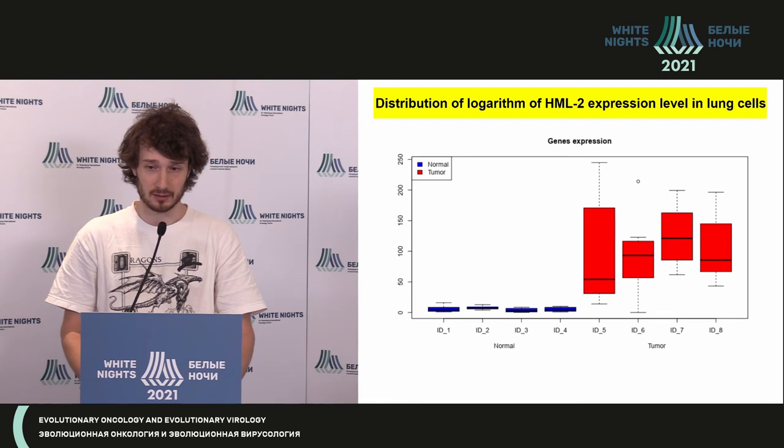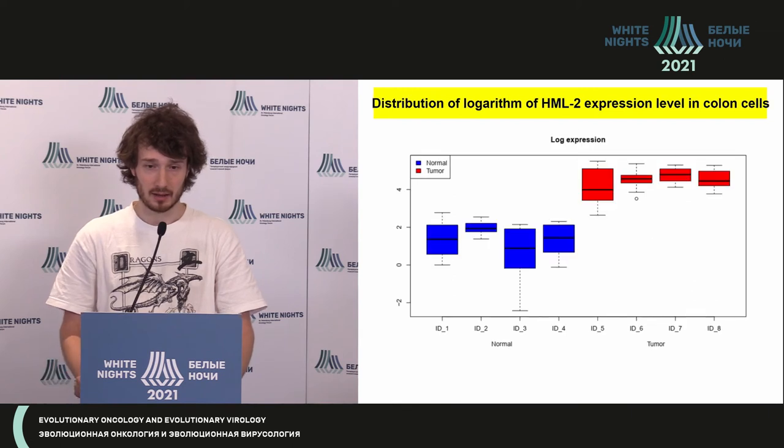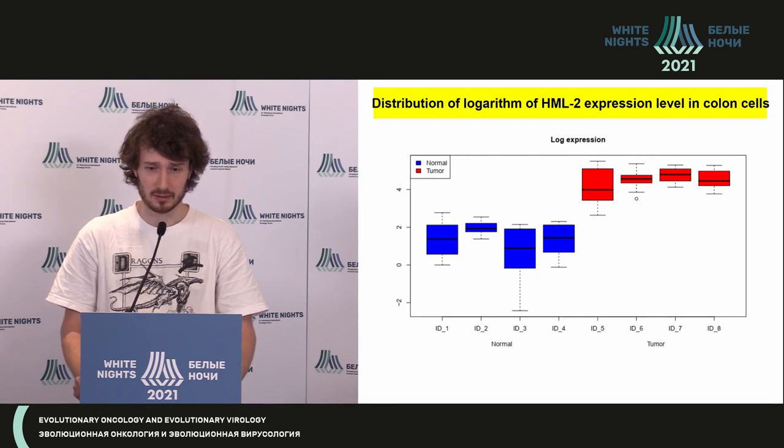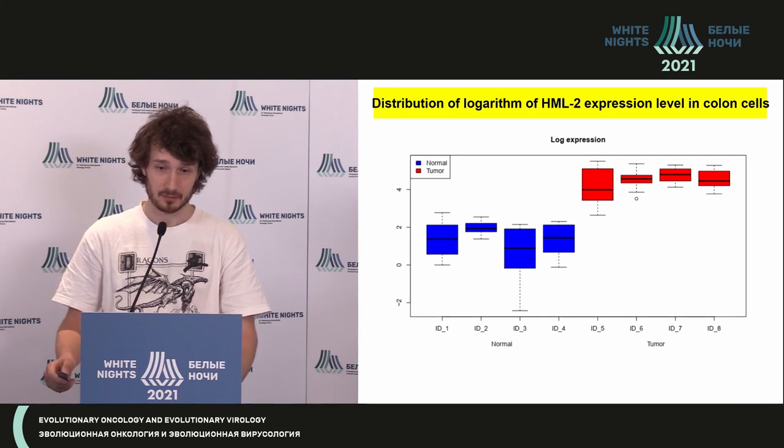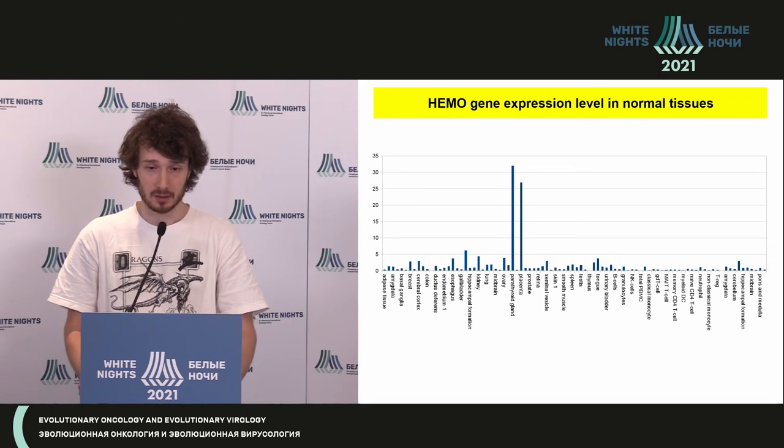The same was shown for the pair of normal lung and squamous cell lung cancer. And the same was confirmed for, I'm sorry, this should be another slide, normal lymphocyte and lymphoma. So there are statistically significant differences: in tumor cells, HERV HML2 expression is higher.